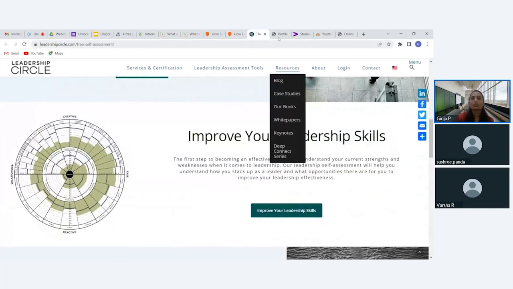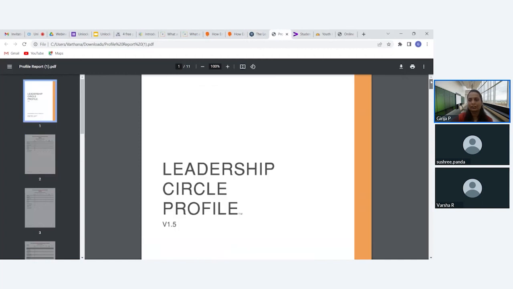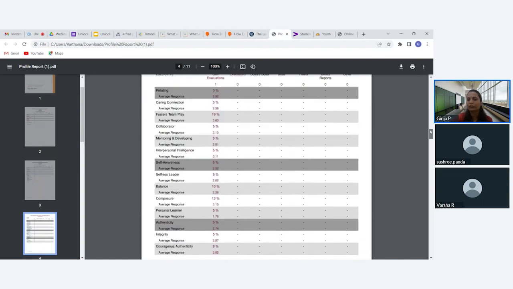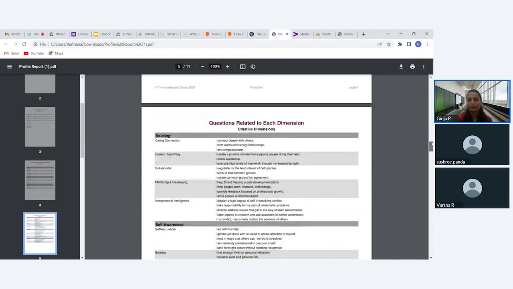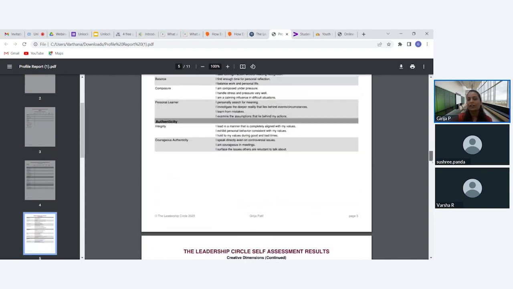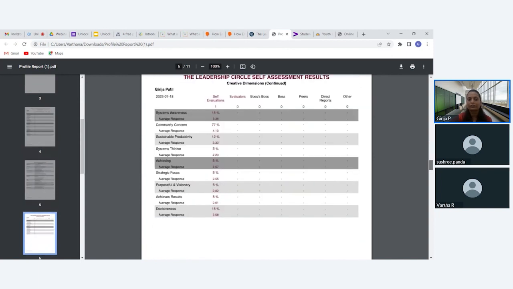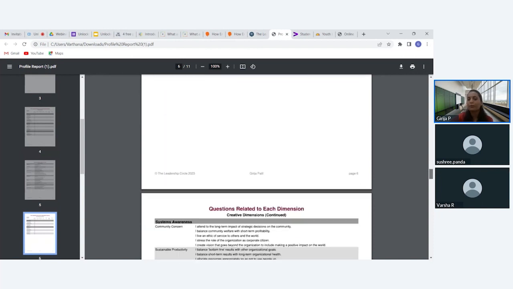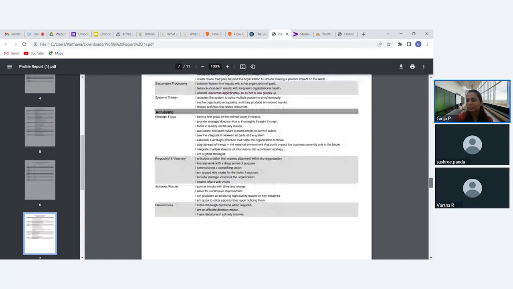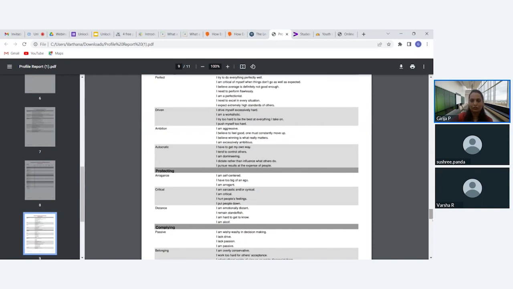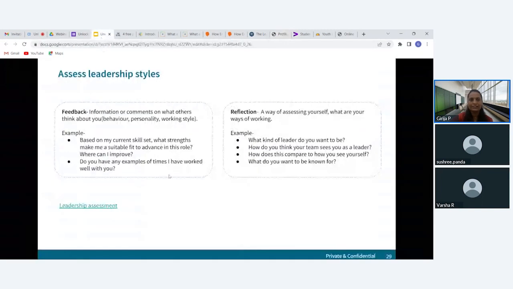I have also taken that test, and it gave me a detailed report: my self-evaluation, how I rated myself on how I work, across different dimensions. It helps me understand how self-aware I am, how authentic I am, what kind of systems thinker I am, and how I achieve goals. So it helps me understand what kind of leader I am, what I want to become, and how I can improve myself. Using these different techniques, you can know your own leadership style.